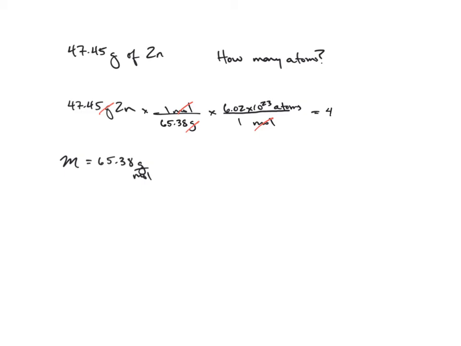Okay, and we end up with 4.37 times 10 to the 23rd atoms of zinc. Okay, that is my answer. I've only got 3 significant figures in Avogadro's number. There's more to it, but we've rounded it off, so there's only 3 in my answer here.